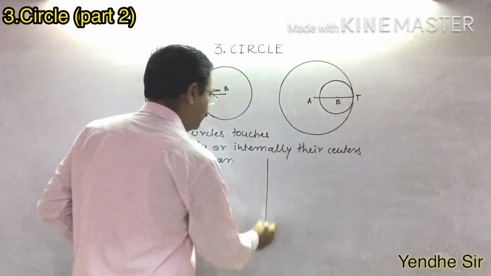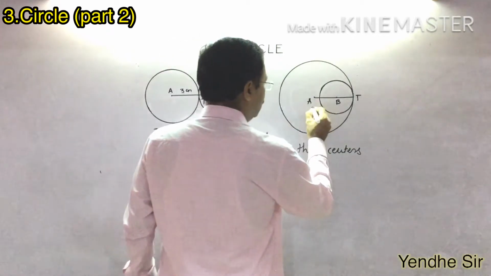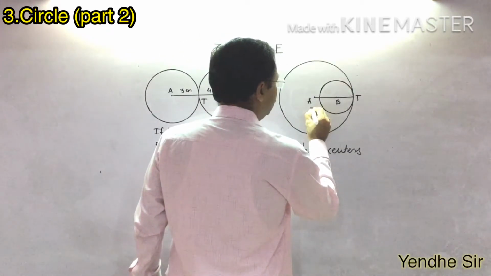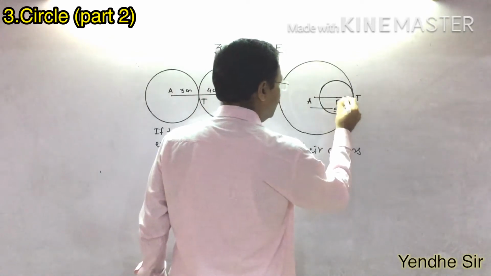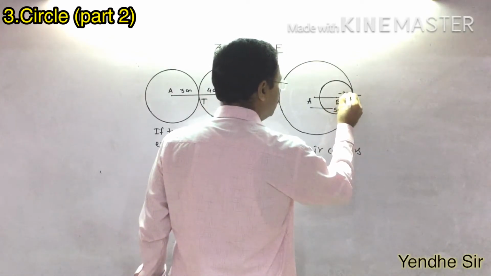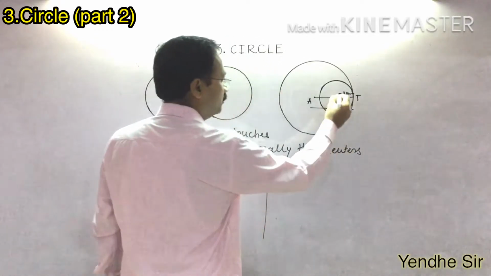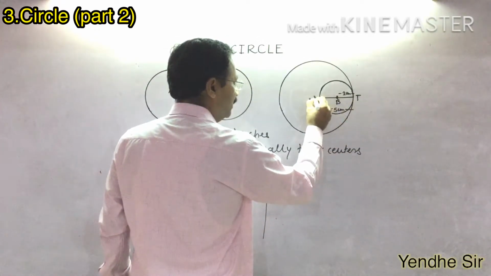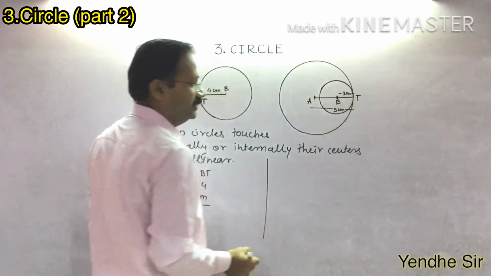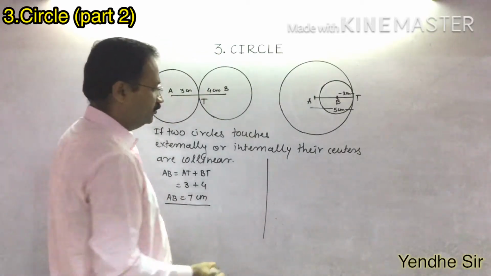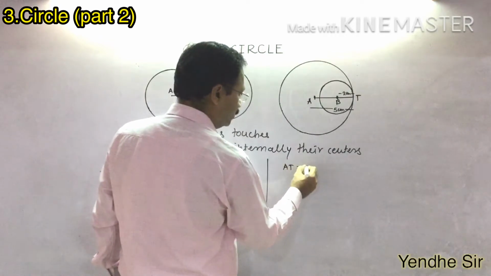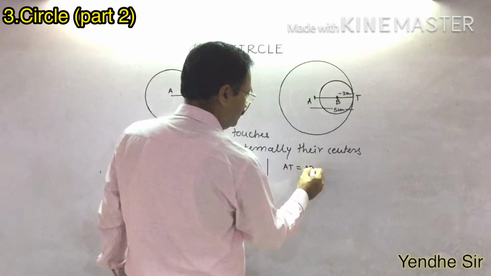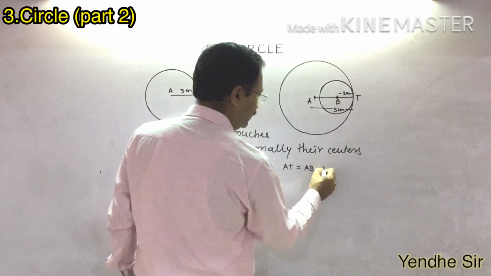Then what about this? Again, I am going to give you the radius of the larger circle as 5 centimeter and the radius of the smaller circle as 2 centimeter. Then what will be the distance between their centers? It means here you have to find out AB. Okay, so which is the larger one? AT is the larger one. So AT equals AB plus BT.